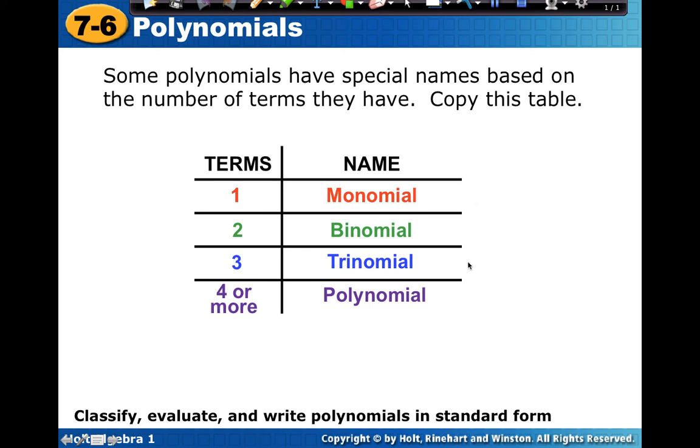If there's one term, it's called a monomial. One term is monomial, 2 terms is binomial, 3 terms is trinomial. And on the second and third one there, I like to think of, with 2 terms, binomial, kind of like bicycle. It has 2 wheels, so there's 2 terms there. And I like to think of trinomial as tricycle, meaning that it has 3 wheels or 3 terms. And the terms are going to be separated by adding and subtracting.